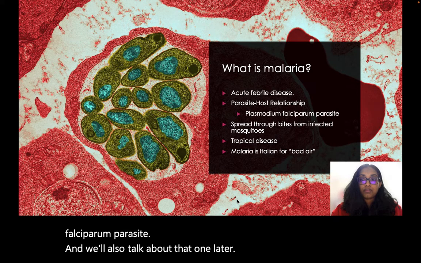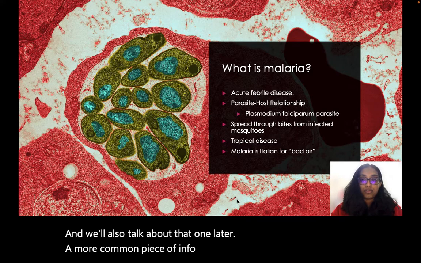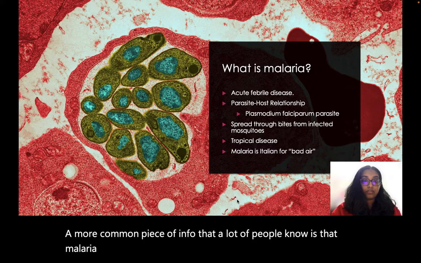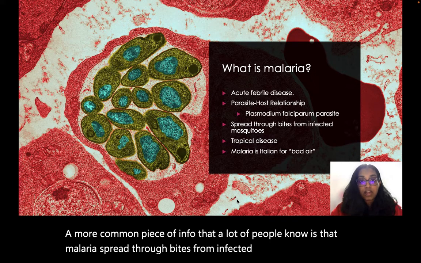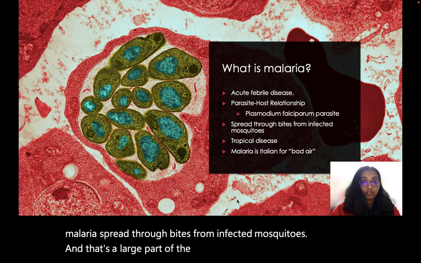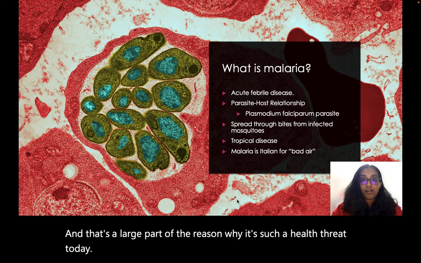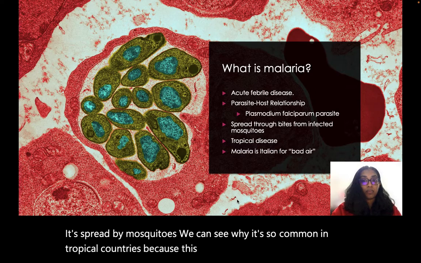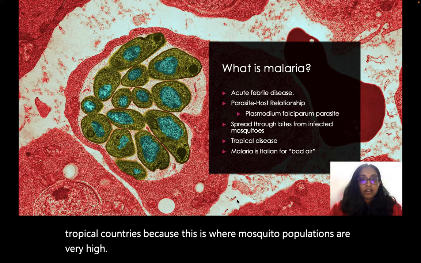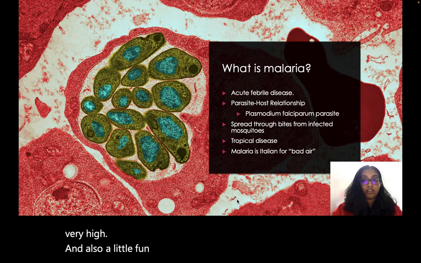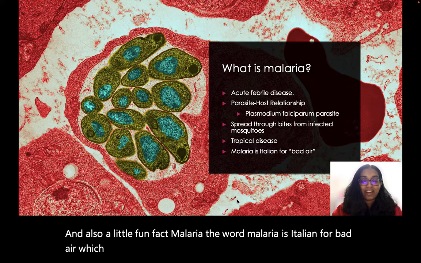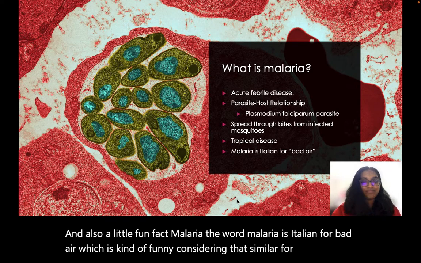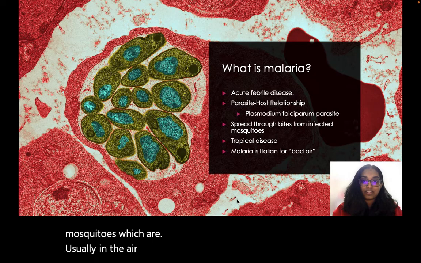A more common piece of info that a lot of people know is that malaria is spread through bites from infected mosquitoes, and that's a large part of the reason why it's such a health threat today. Since it's spread by mosquitoes, we can see why it's so common in tropical countries, because this is where mosquito populations are very high. Also, a little fun fact, the word malaria is Italian for bad air, which is kind of funny considering that you get malaria from mosquitoes, which are usually in the air, and they're usually because of hot temperatures.